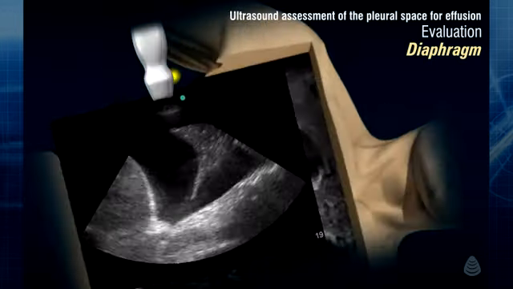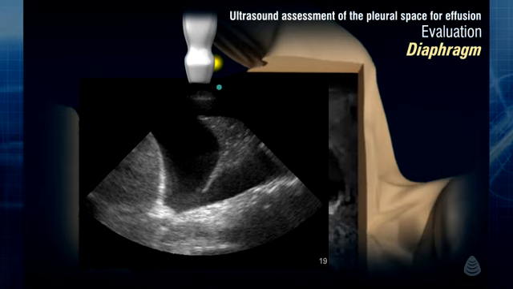In the presence of a pleural effusion, as shown here, the diaphragm will be very easy to identify and should be visualized as a curved structure. Generally, pleural fluid will be less echogenic than the diaphragm and adjacent liver or spleen.